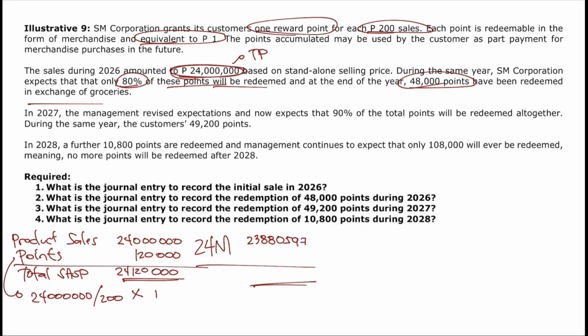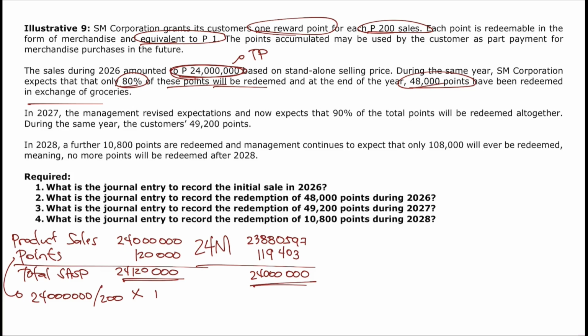597. Then for the points, that's 24 million times 120 divided by 24,120,000, or that's equal to 119,403. Then adding these two will give us 24 million pesos. So as you can see, kahit na yung 24 million yun yung standalone selling price ng sales, inallocate pa rin natin yun sa product sales at doon sa points.